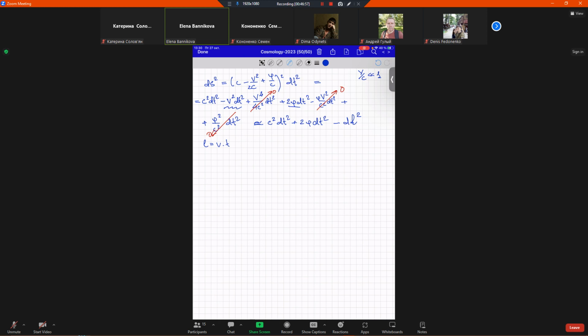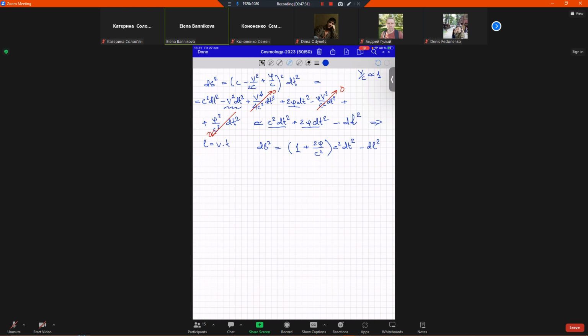I see that I have to sum with dt square, so I can write ds square equal 1 plus 2 phi divided by c square, because I want to take out exactly the sum of c square dt square minus the L square.